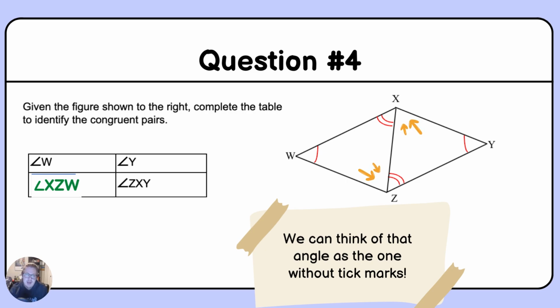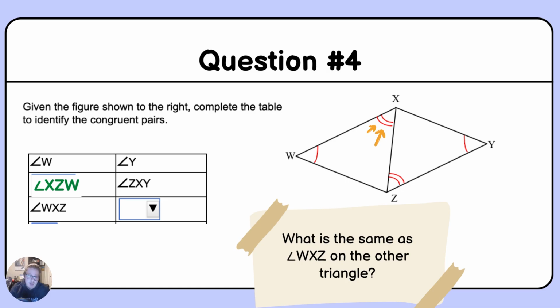You have to know that... I almost want to say angle Z, but I can't, because angle Z could also include that double arc mark side at the bottom. So I have to be more specific. I have to use 3 letters, X, Z, W. It's that middle letter. It's like you're carving out that angle. It's how I like to think about it.